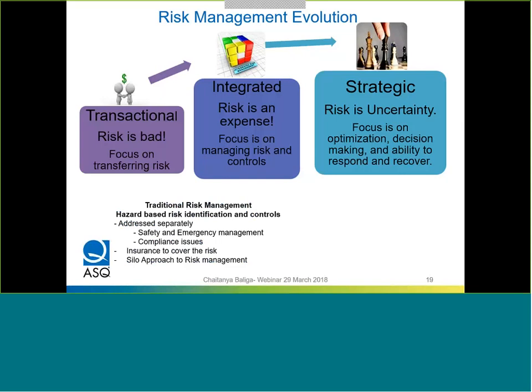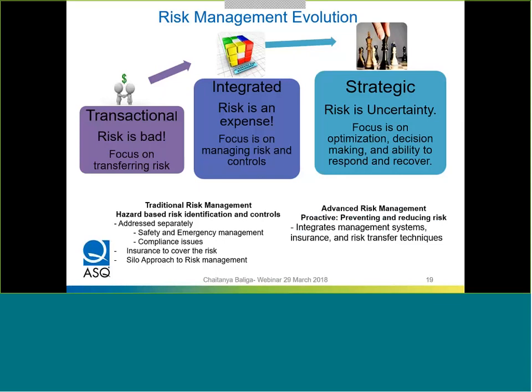So if I look at the traditional risk management, we are addressing everything separately, and safety and emergency is managed by health and safety in a separate organization, and compliance issues are addressed in a separate silo approach. And most of the agreements are based on whether you have an insurance to cover that risk. In advanced risk management system, that's like in strategic or integrated kind of risk management system, we are more proactive and we prevent by reducing the risk.